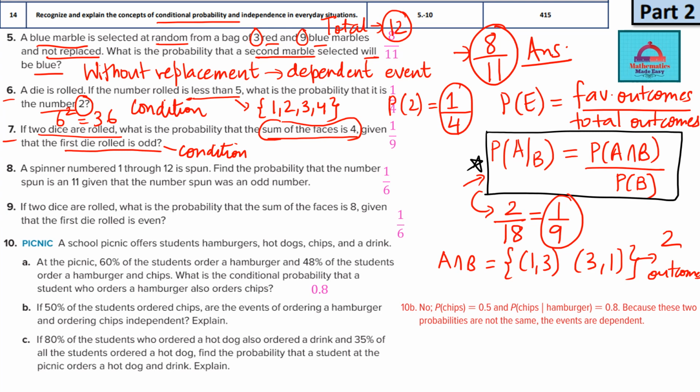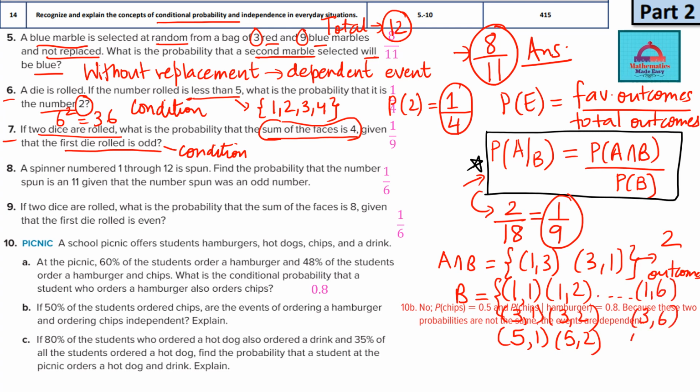And if you look at the denominator, if you want to get the sample space for event B, what is the event B? That the first die rolled is odd. So that means on the first die, the options which can come, let's write the options here, are going to be 1 or 3 or 5, because these are the only three odd numbers here. And then the second die starts from 1, then goes to 2, and it can go on till 6. So (1, 6), (3, 6) and (5, 6).